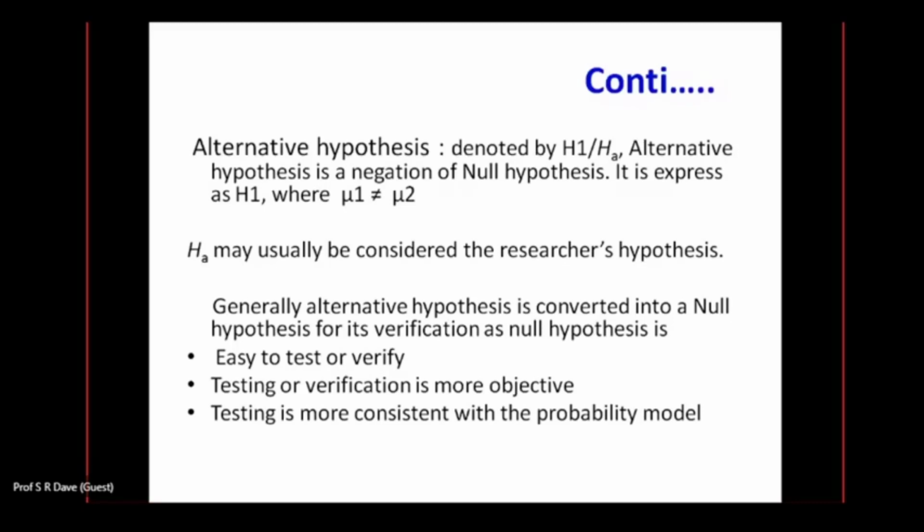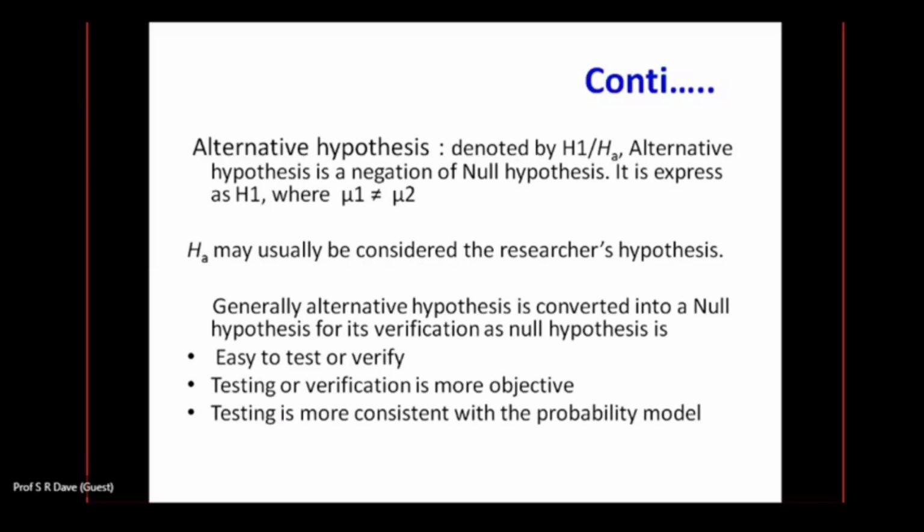Mu1 not equal to mu2 means the two populations or two experiments you have performed, one may be wild type and one a mutant type, or one the effect of pH and one the effect of temperature, are not equal. There is some significant difference, and that is the alternative hypothesis. So HA or H1 may usually be considered the researcher's hypothesis, but it is very easy to prove or disprove the null hypothesis, whereas it is not so for the alternative hypothesis. So generally that is why we select the null hypothesis.